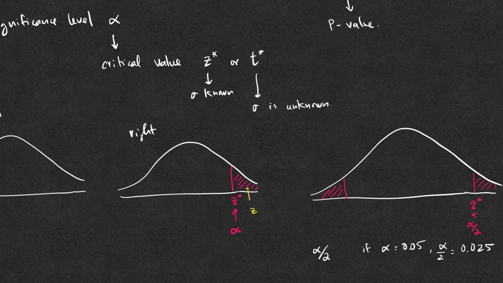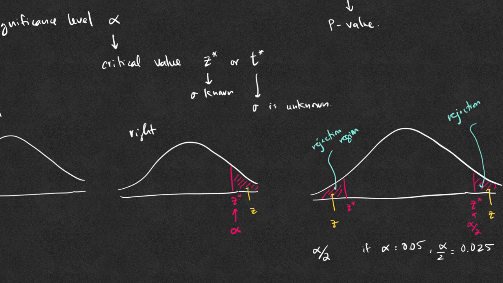So for example, if we compute the test statistic z, and if it is on the left hand side of the z star on the left, then we would reject the null hypothesis. Similarly, if we compute the test statistic and it is on the right hand side of the right z star or t star, then we would reject the null hypothesis.